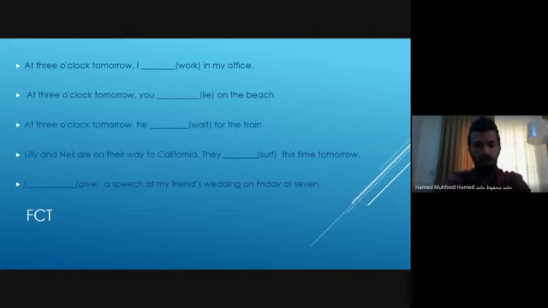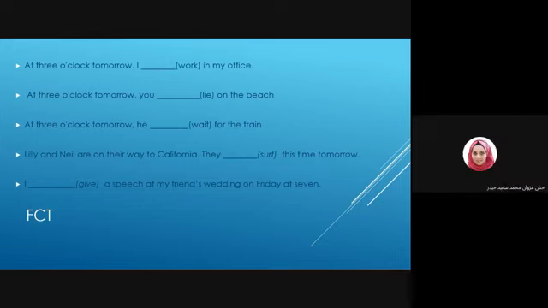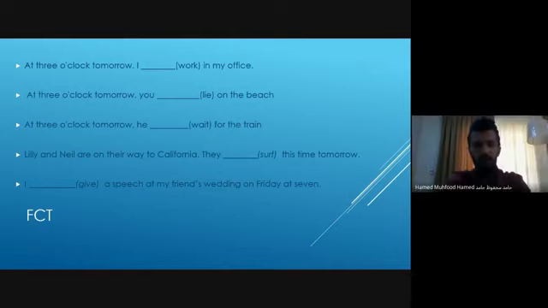We have another one. At 3 o'clock tomorrow, he wait for the train. Mustafa? You're raising your hands by mistake. So at 3 o'clock, Hanan? He will be waiting for the train. Yes, that's right. At 3 o'clock tomorrow, he will be waiting for the train.